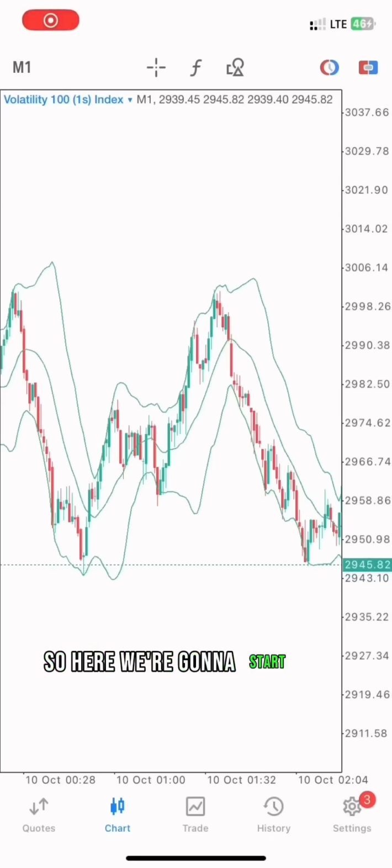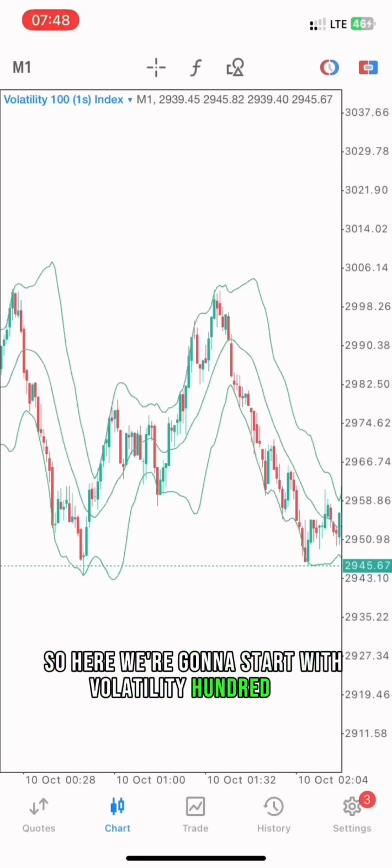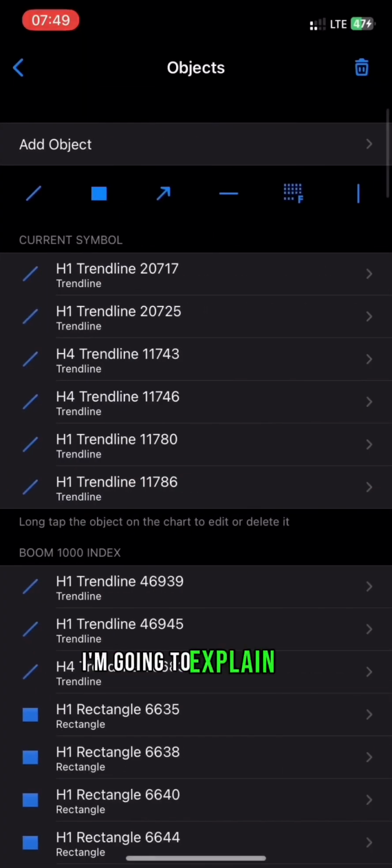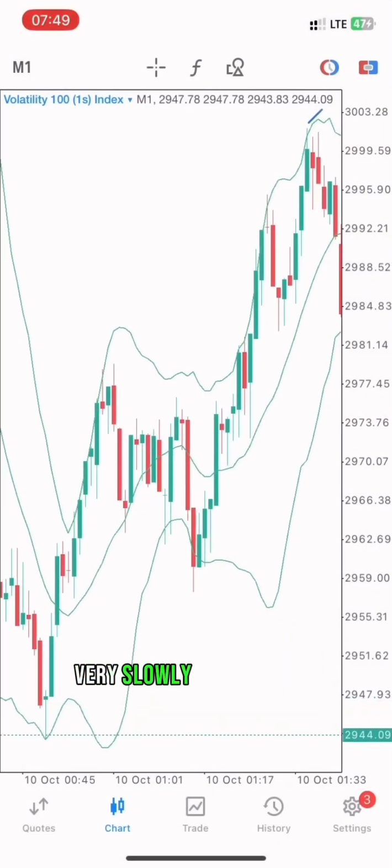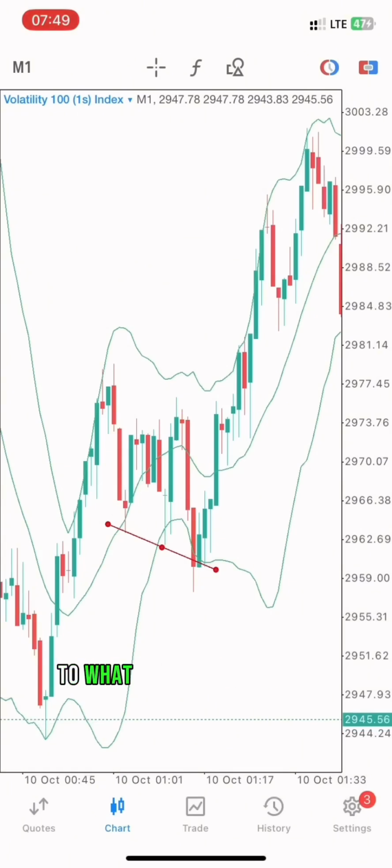So here we're gonna start with Volatility 100 (1s). I'm going to explain the Bollinger Bands strategy very slowly and in detail, so pay close attention to what I'm going to say here.